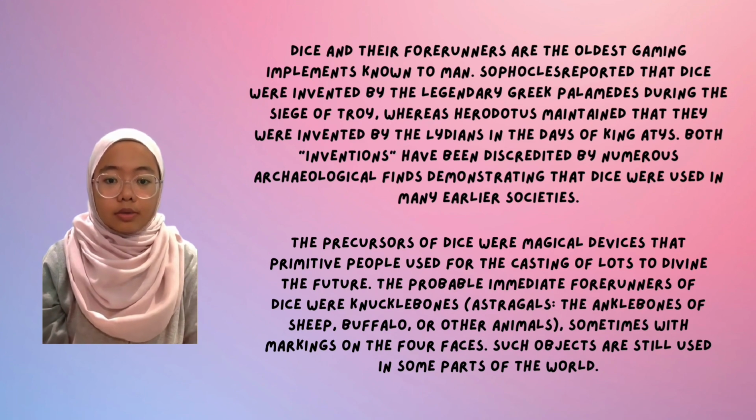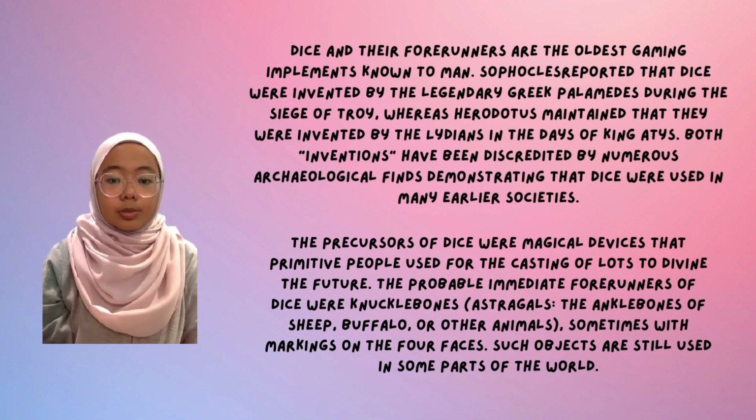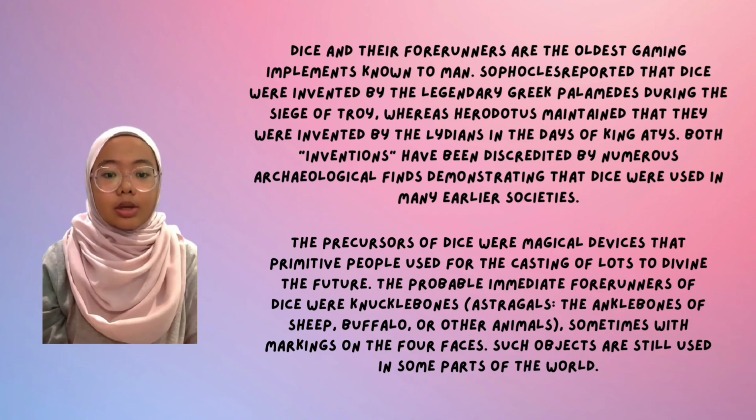The precursors of dice were magical devices that primitive people used for the casting of lots to divine the future. The probable immediate forerunners of dice were knucklebones, as well as the ankle bones of sheep, buffalo, or other animals, sometimes with markings on the foreface. Such objects are still used in some parts of the world.